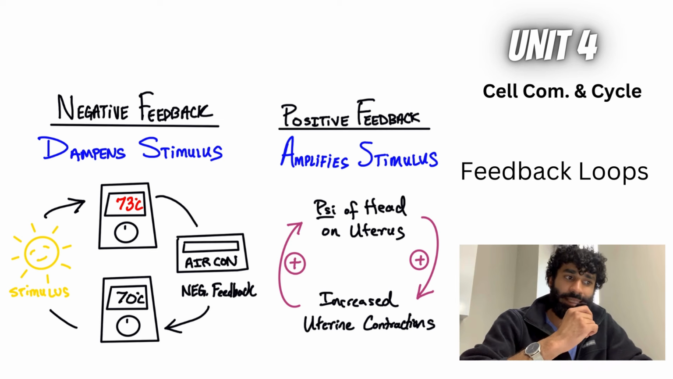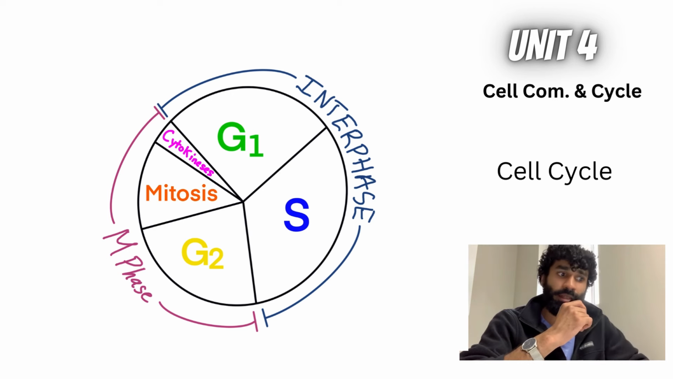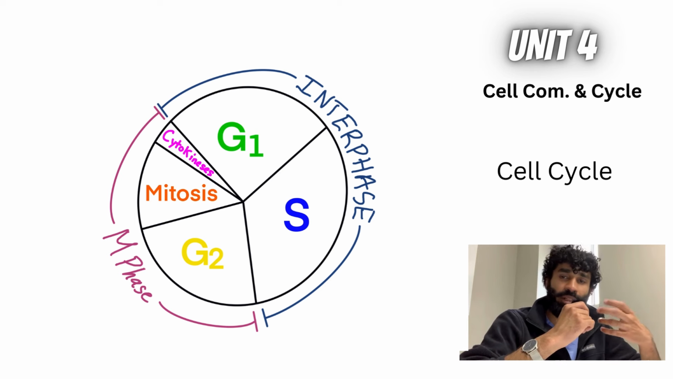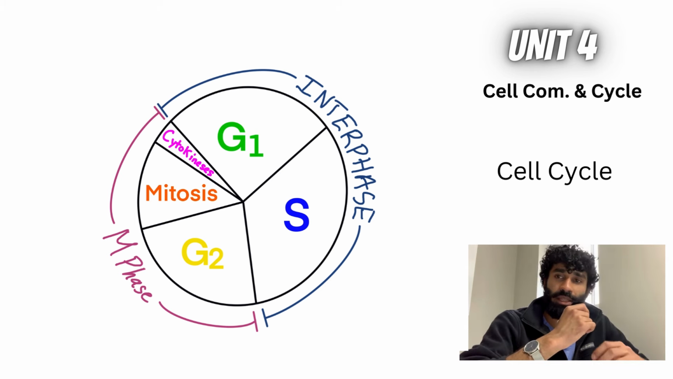The next block is cell cycle, which is split into interphase, which is G1, S, G2, and M phase, which is mitosis and cytokinesis. G1 is for cell growth, S is for DNA synthesis, G2 is for more cell growth, while mitosis is the separation of chromosomes, and cytokinesis is the separation of cytoplasm.